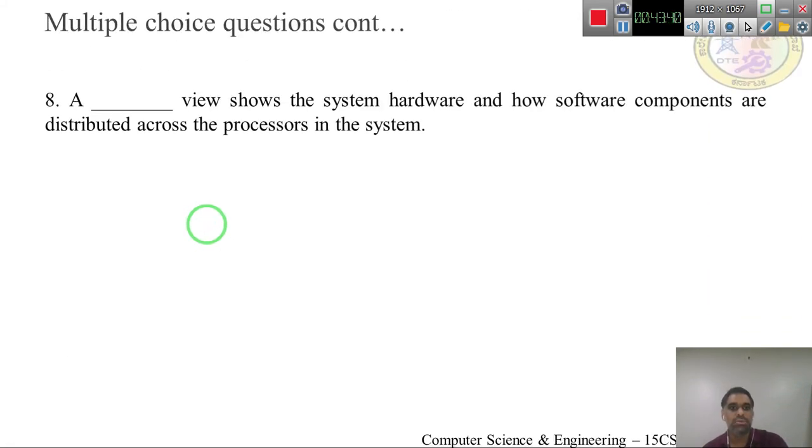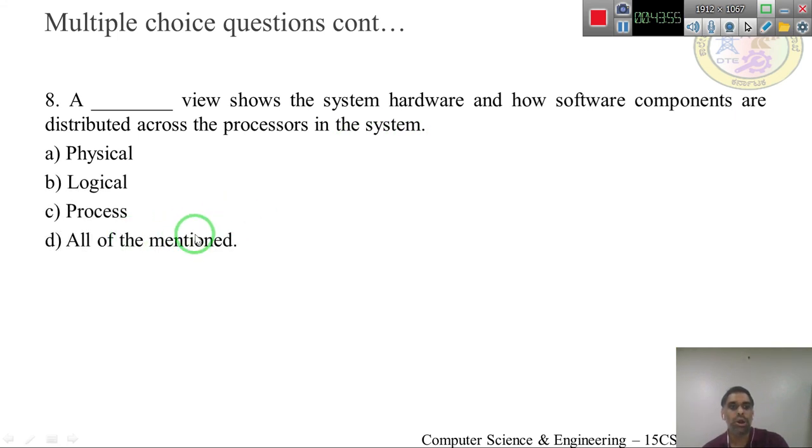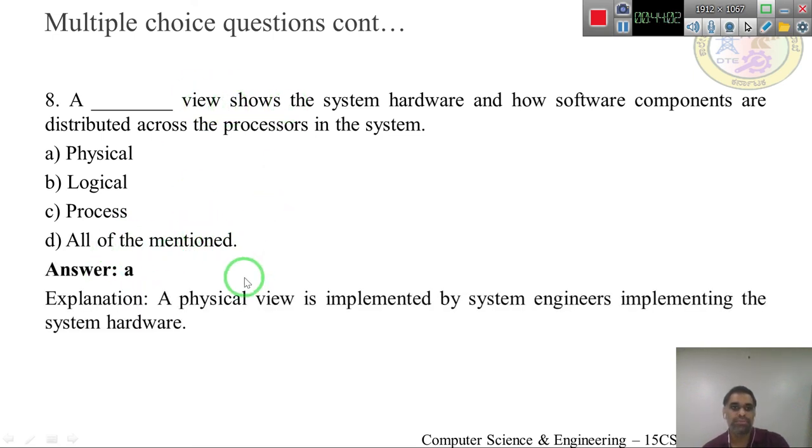Question number 8. A dash view shows the system hardware and how software components are distributed across the processors in the system. Which view would be the correct one? Is it physical view, logical view, process view, or all of the mentioned? So physical view, right? So answer A would be the correct answer. A physical view is implemented by a system engineer implementing the system hardware. So logical and process would not be the correct answer.